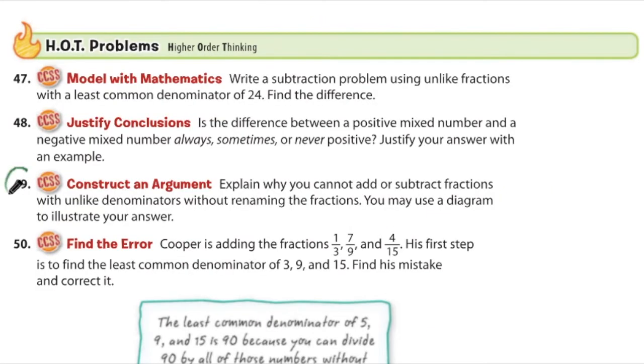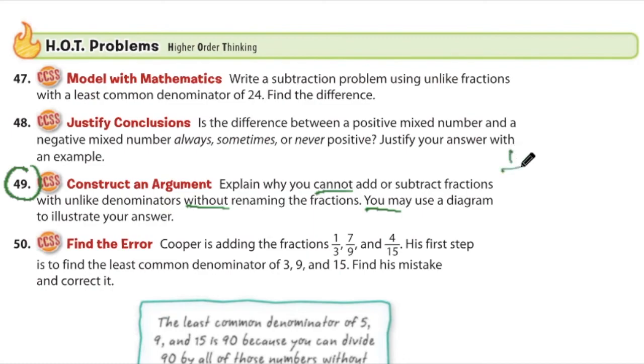So for the higher order thinking problem number 49, it says to explain why you cannot add or subtract fractions with unlike denominators without renaming the fractions. It says you may use a diagram to illustrate your answer, but I'm going to illustrate my answer using a decimal equivalent for each fraction.